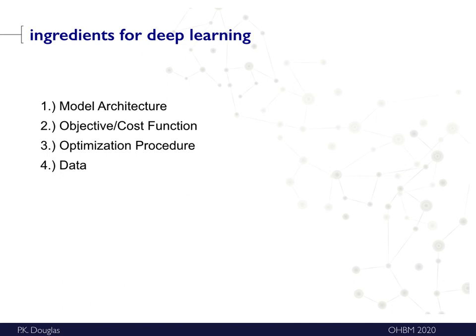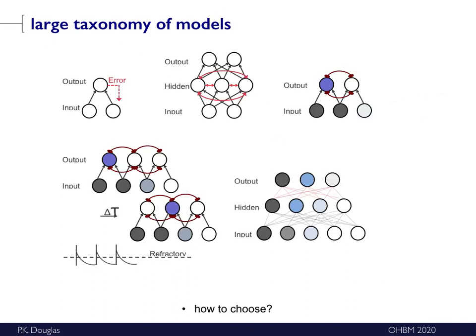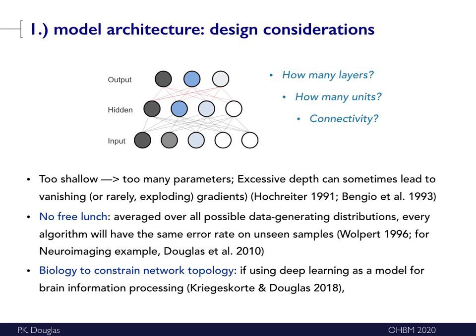So first, model architecture. There's a huge taxonomy of models, from simple perceptrons to winner-take-all to different levels of biological inspiration in the model design. So with this huge taxonomy, how do we choose?